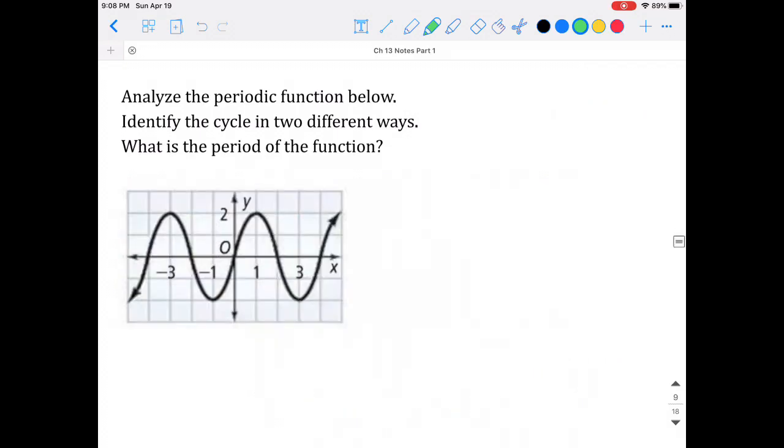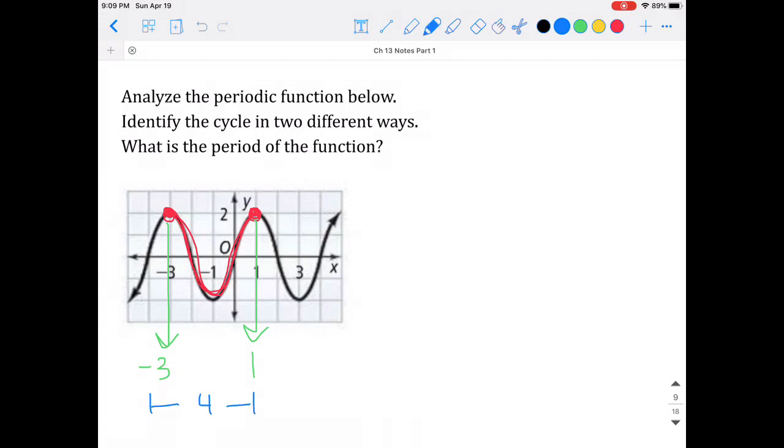Let's look at another example. Analyze the periodic function below. Identify the cycle in two different ways. What is the period of the function? Again, it's easiest if we start by looking at our maximum values. Our cycle is going to begin and end at the same y value. So here's one cycle of this function. We can determine the period by finding the length of this cycle. Our cycle begins at the x value of -3 and ends at the x value of 1, which gives a period of 4.